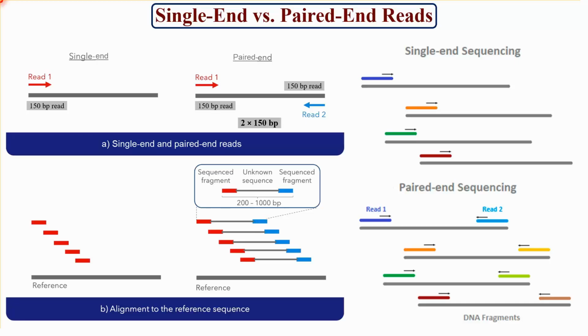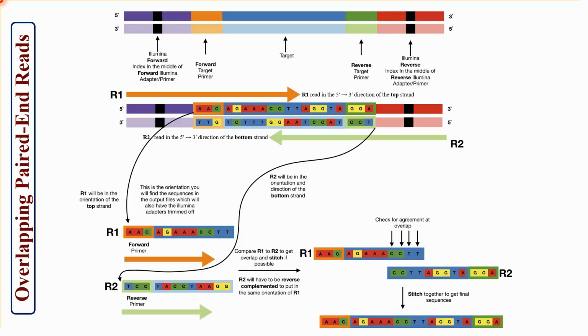Now let's go one step deeper. So far we have seen that paired end sequencing generates two reads, but what happens when these reads actually overlap? Now we are going to understand overlapping paired end reads in sequencing. Let's start with the DNA fragment.